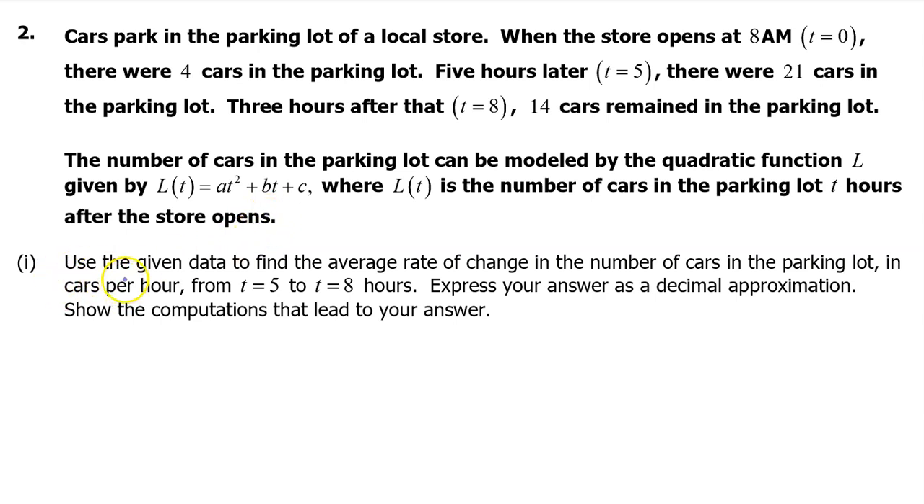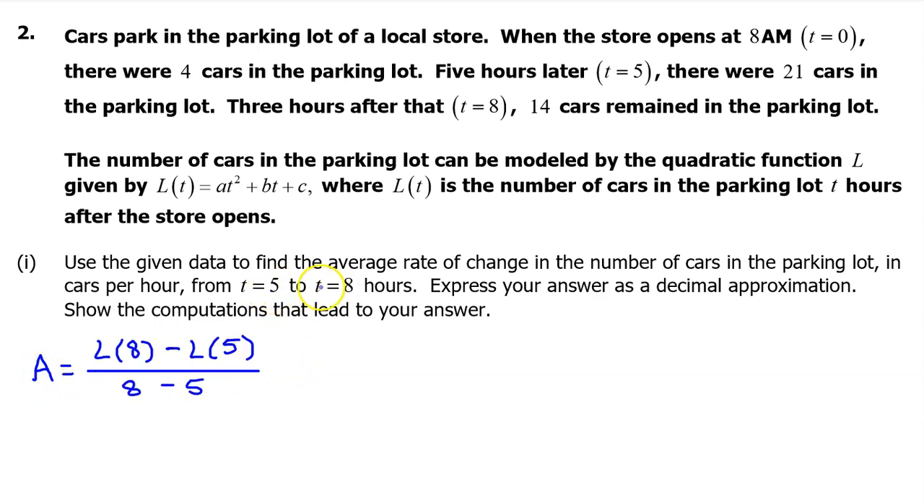Part 1. Use the given data to find the average rate of change in the number of cars in the parking lot in cars per hour from t equals 5 to t equals 8 hours. Express your answer as a decimal approximation. Show the computations that lead to your answer. Let's define the letter A as being equal to the average rate of change we are about to calculate. That way, if it turns out to be a crazy decimal, we can use A instead of the decimal.